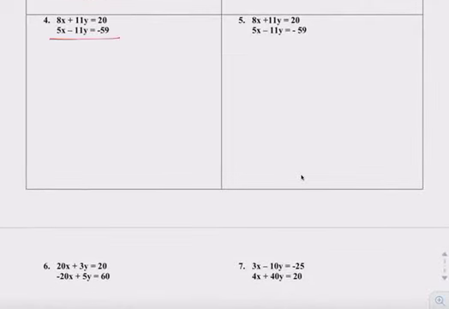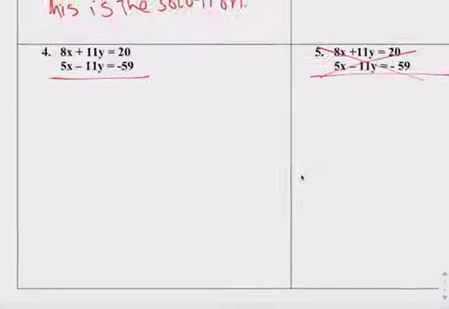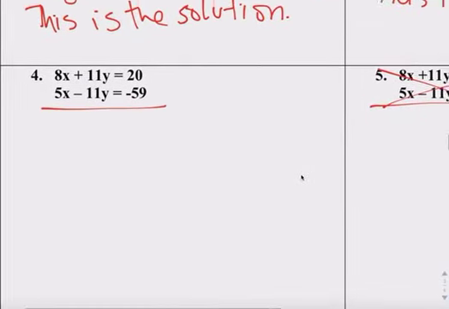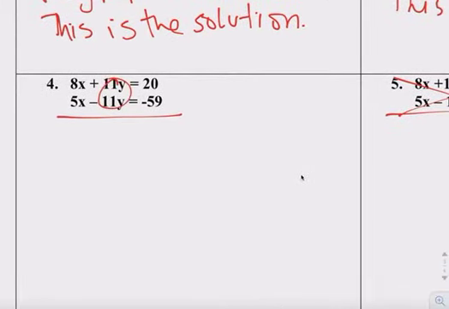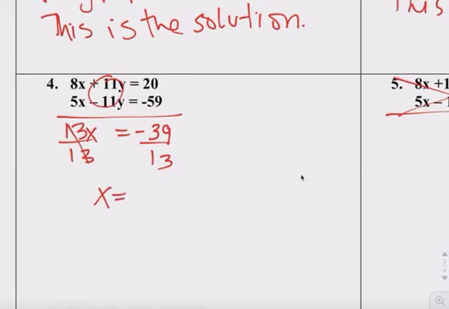This one here, oh wow, same problem. Cross that one out. That's 13x equals negative 39, I believe. Yeah, negative 39, divide by 13. X equals negative 3. Okay, find y.